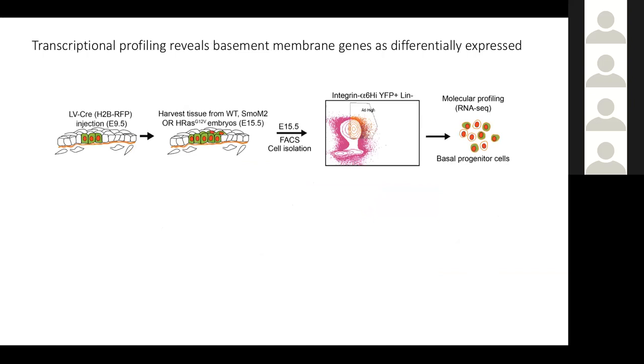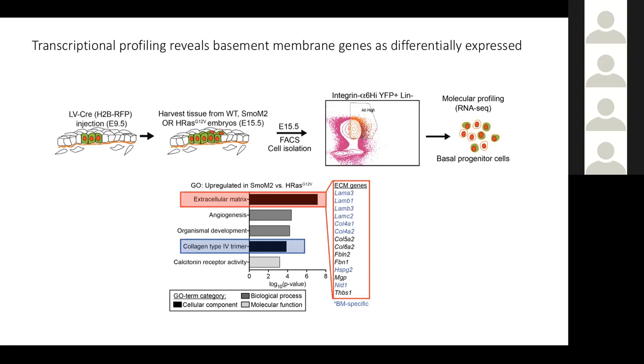So what is? We then took an agnostic approach. We decided to isolate these cells between these smoothened or RAS embryos and see what kind of molecules are differentially expressed. Maybe that gives us a clue. And this is where we were quite excited by the fact that the most highly enriched terms, if you compared smoothened to RAS mutants, were genes involved in extracellular matrix, and in particular, this specialized extracellular matrix that's the basement membrane.